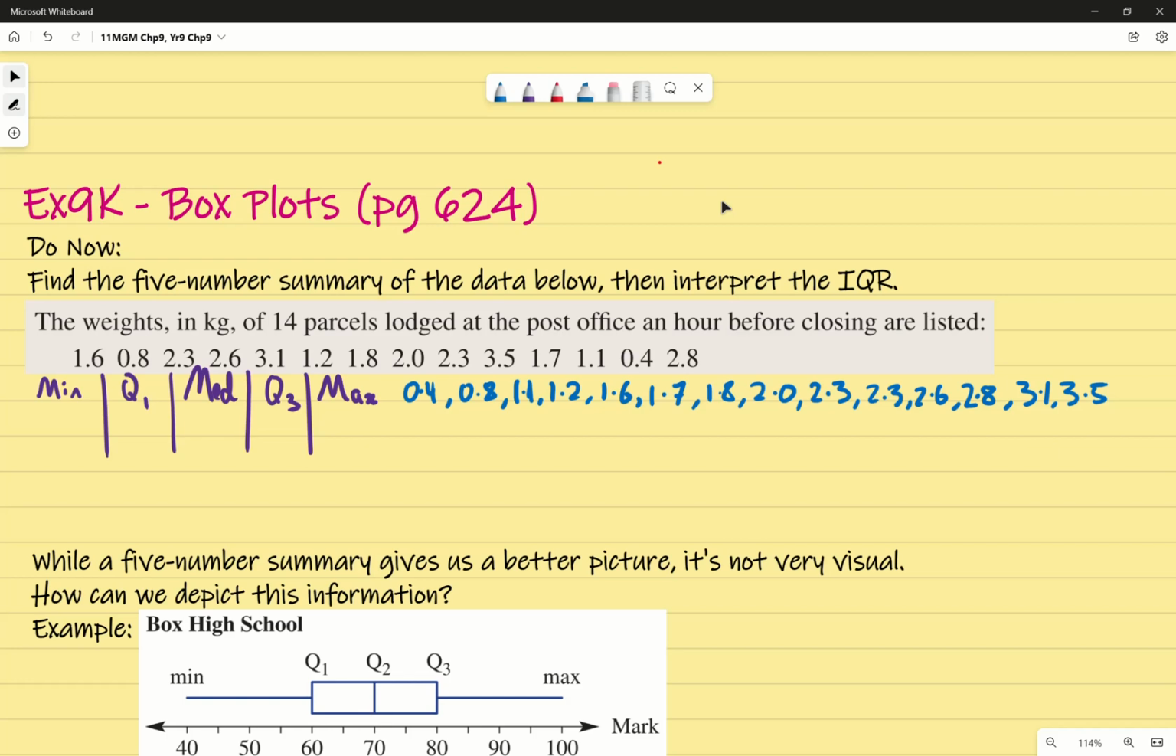Introduction exercise 9K on box plots, page 624 of your textbook. Now for our do now question, we're identifying the 5-number summary of the data and then interpreting, keyword being interpreting, the IQR. Let's start by finding our different values.